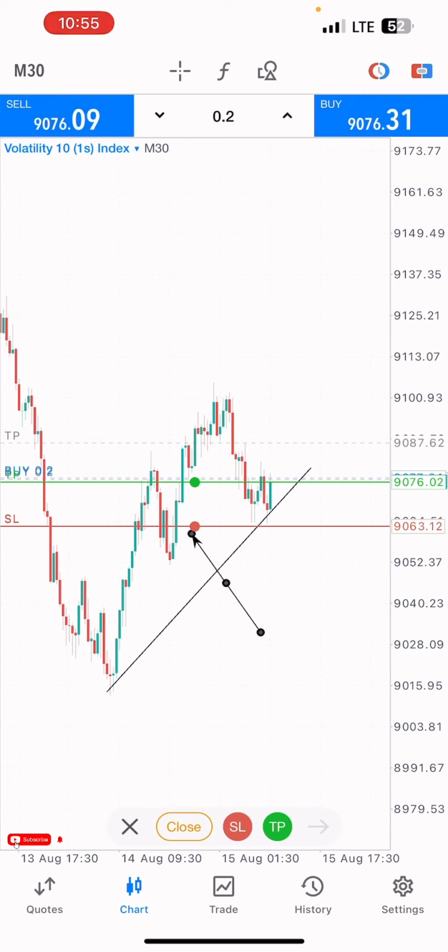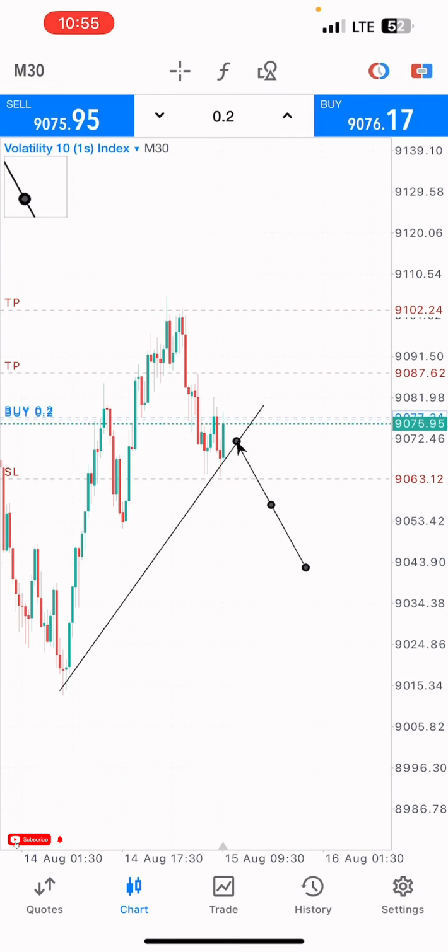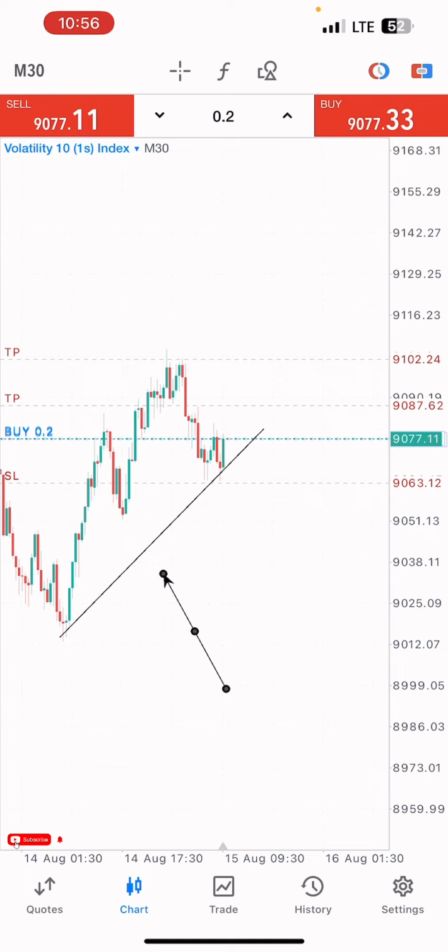Tap on the trade you took again. Click on TP, then move your TP, this green line, to the upside. So this is our second TP point. Click on the arrow, click on modify. So we have set our first TP and our second TP with the same stop loss level. That's how to set your take profit levels and stop loss levels in a trade. And I also showed you how to know the minimum lot size on any index. Like this 101S index, the minimum lot size is 0.2.